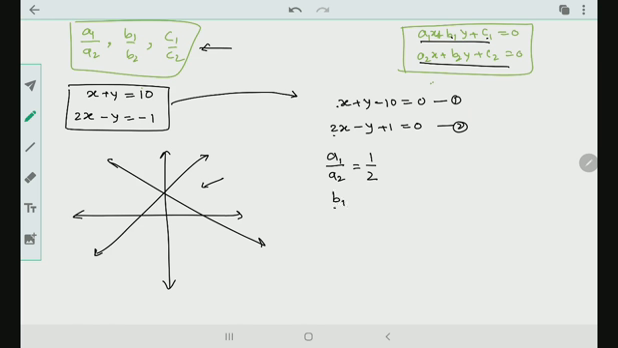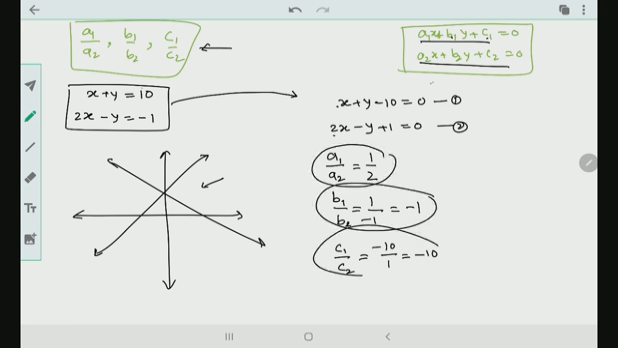What is B1 upon B2? Coefficient of y in equation number 1, that is 1, upon coefficient of y in equation number 2, that is minus 1, gives you the answer minus 1. And what is C1 upon C2? Constant term in equation number 1, that is minus 10, upon 1, answer is minus 10. It's that simple. I have to just find this value and keep it ready. Nothing more is asked here. So I have to draw the graph and find A1, A2, B1, B2 and C1, C2 values, and that's it.